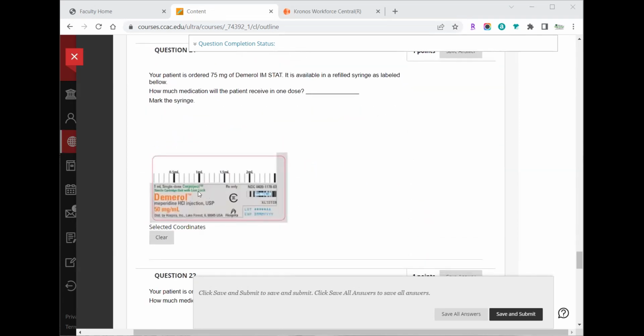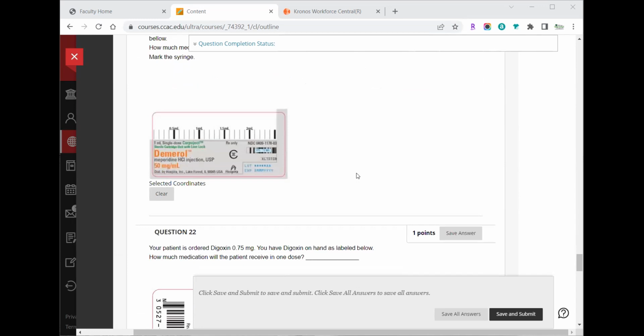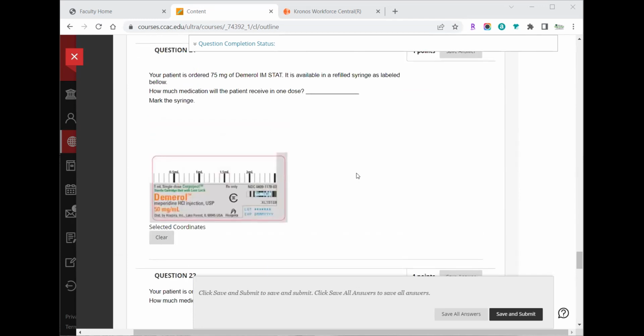All right. Here's another question where you're going to mark the syringe. This one might be a little bit harder to see, or at least it looks harder to see on my screen. So the order is 75 milligrams Demerol intramuscular. Intramuscular tells you it's liquid, so you know that you're looking for milliliters. Also, the Tubex is indicated in milliliters here as well. So you know that it's milliliters you're looking for. That's supposed to say pre-filled syringe, not a refilled syringe. Please don't use refilled syringes. Even if you don't like the person you're working with, don't use refilled syringes.